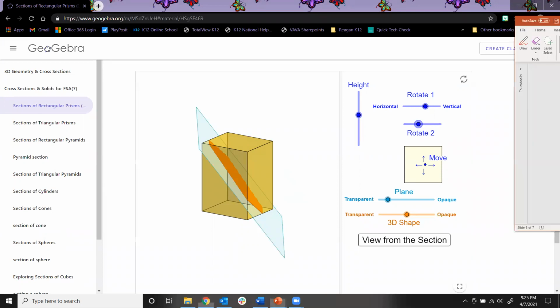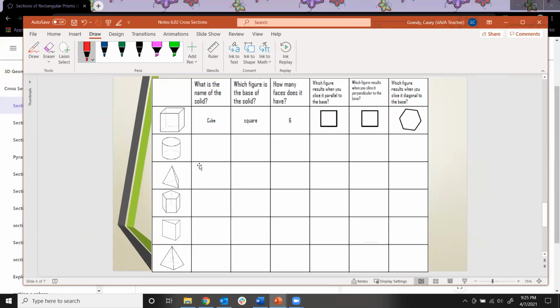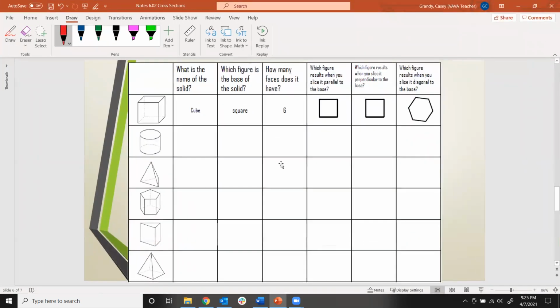So now your job is to do the rest of the chart. Let's start with this first one. What is the name of that? Fill in your chart. Play around with that website a little bit. Not all of these are on there. Do the ones that you see on the website, and hopefully playing around with it enough will help you be able to visualize the ones that aren't there. So go ahead and take a few minutes to do that now.